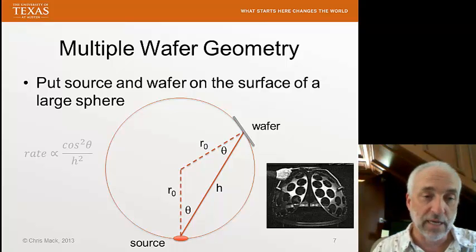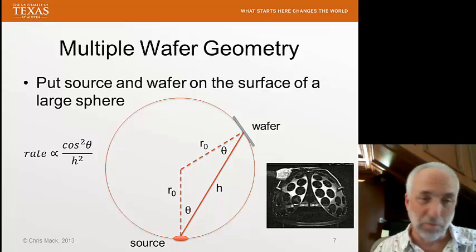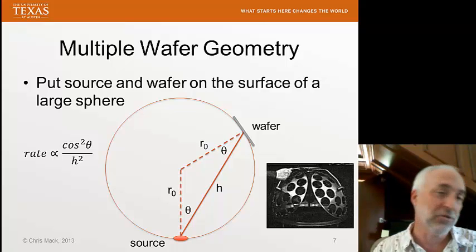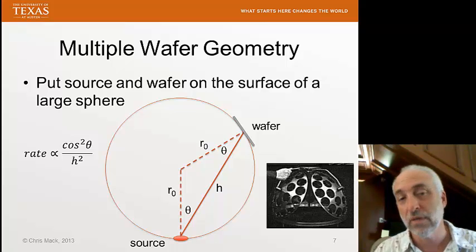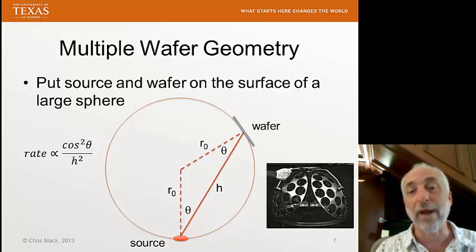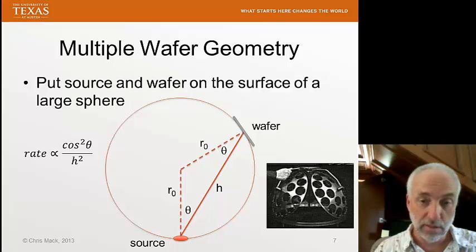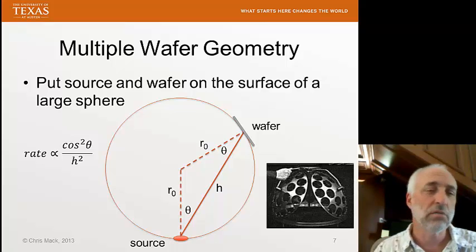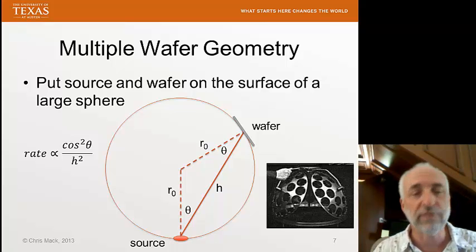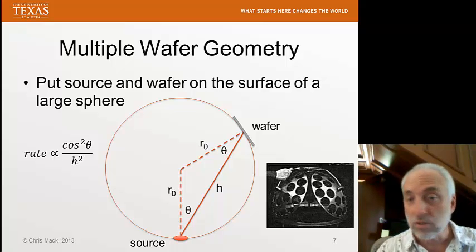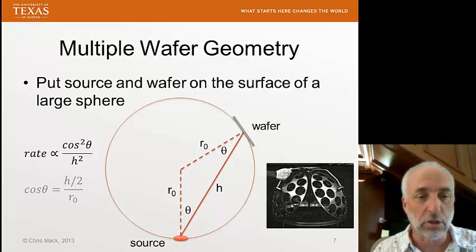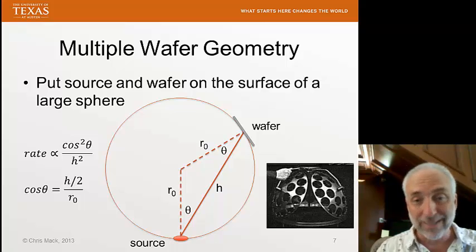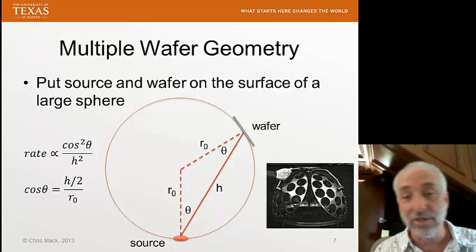Well, we've got a rate that's proportional to two of these view factors, same cosine squared theta, and then a 1 over distance squared, in this case 1 over h squared. So the rate's going to be proportional to this, just like it was when we looked at the single wafer geometry. But here's the difference. Because we've arranged the wafer and the source to be on the surface of a large sphere, we can look at the geometry here and relate cosine theta to h.